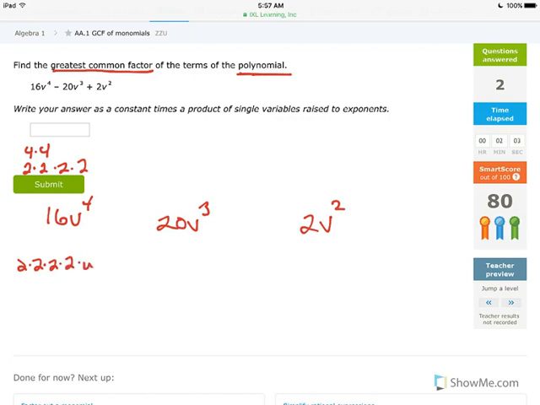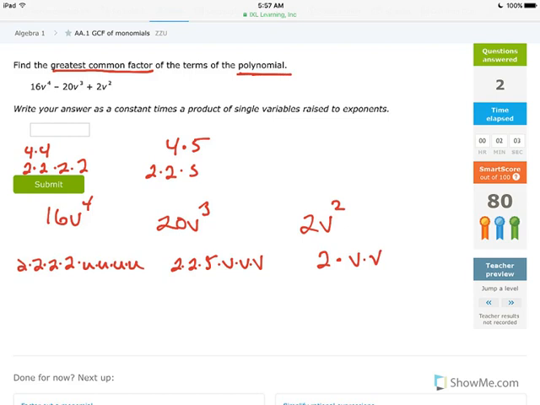The v's, it's going to be v times v times v times v. The number 20 is a 4 and a 5. And 4 can be broken up into 2 and 2. So 2, 2, and 5 make up a 20. And then you have 3 v's, v times v times v. And the last one is 2 times 1, and then v times v.